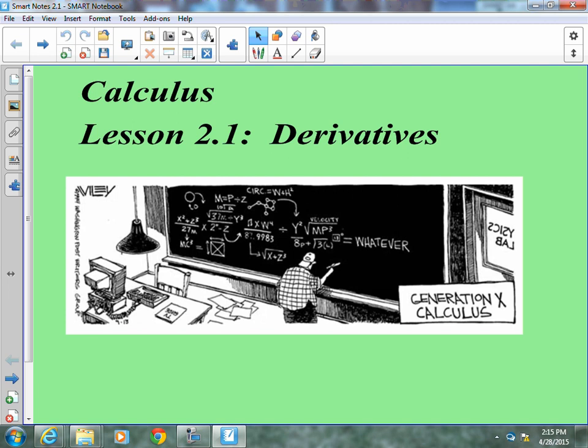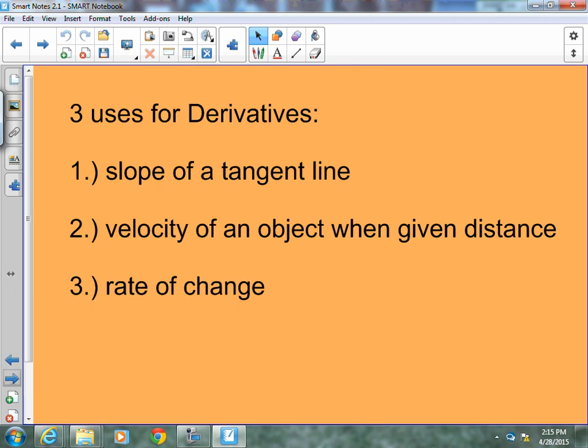Their three main uses are, first, the slope of a tangent line. Secondly, velocity of an object when given distance traveled. And thirdly, rate of change. Remember, these are not on your notes, so make sure you write them down.